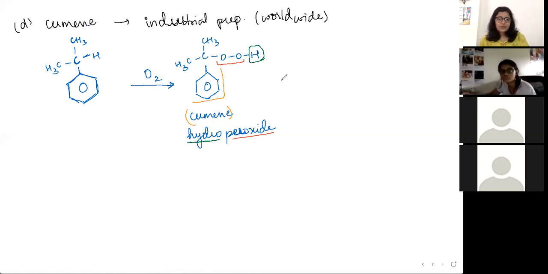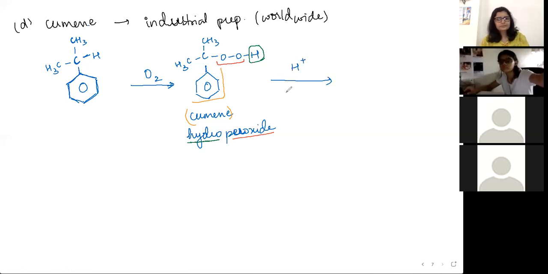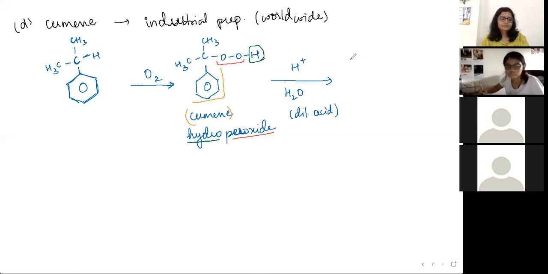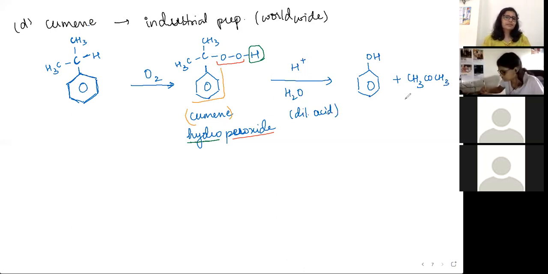Then this undergoes acidic hydrolysis, with a dilute acid, not a concentrated acid. So this turns into OH, and CH3COCH3. Neatly, you get acetone plus phenol. So, a useful byproduct, this thing.